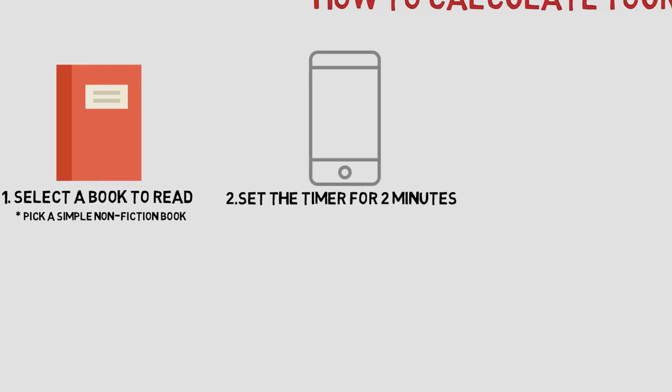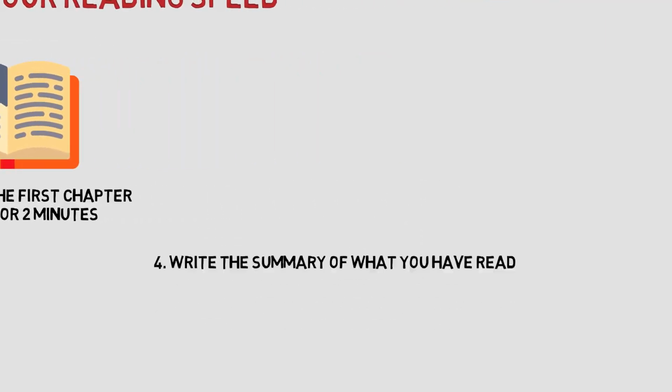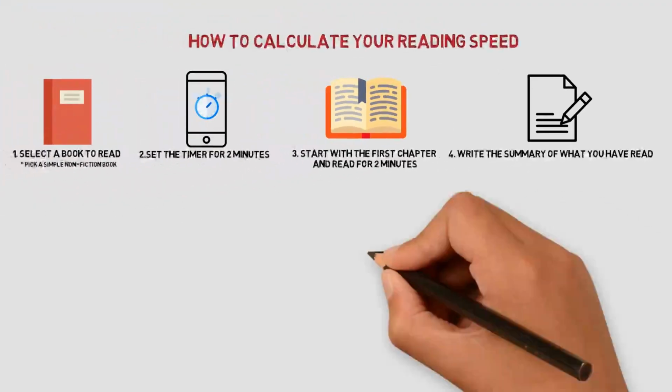Set the timer for 2 minutes. For that, you can use your mobile phone. Start with the first chapter and read for 2 minutes. Once you've finished reading, write a summary of what you have read without looking at the book. This will let us know your comprehension level, how well you have understood the material. Please don't skip this part.